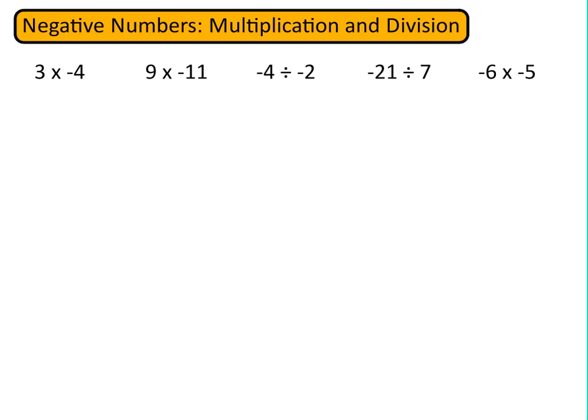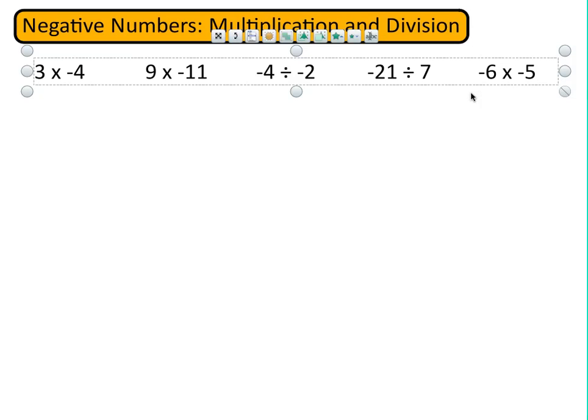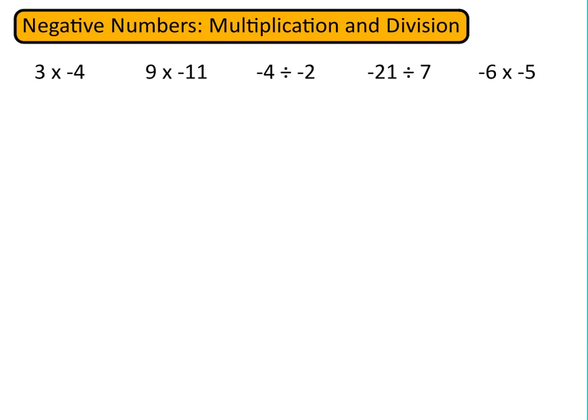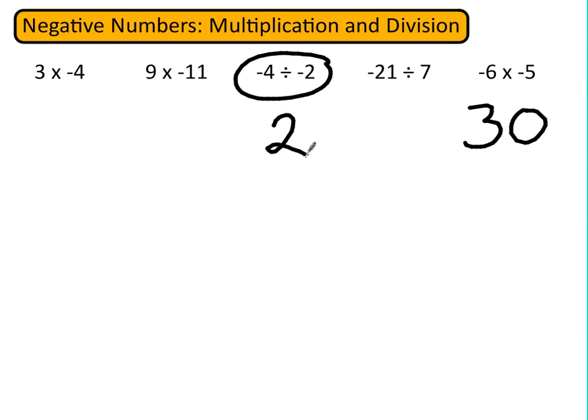And you should know the golden rules already: if you have two negative signs together, like in that case there, then they're going to multiply to make a positive number. So minus 6 times minus 5 is positive 30, and also minus 4 divided by minus 2 is going to be positive 2.